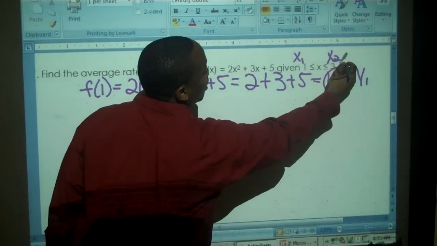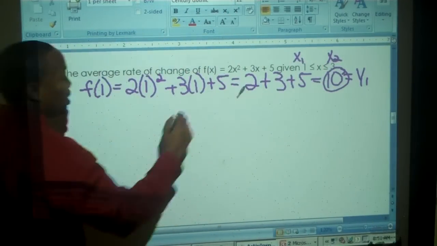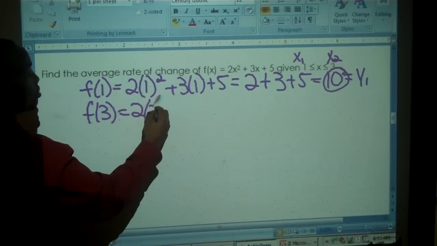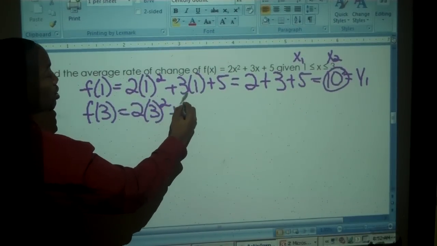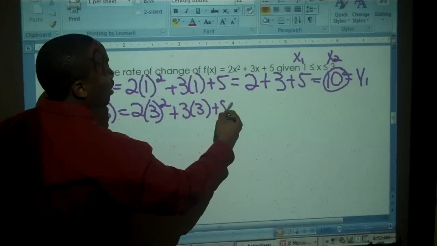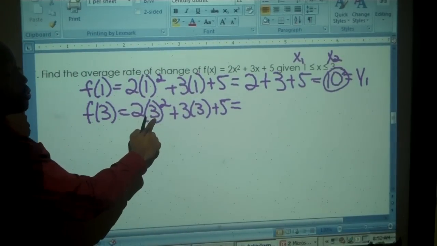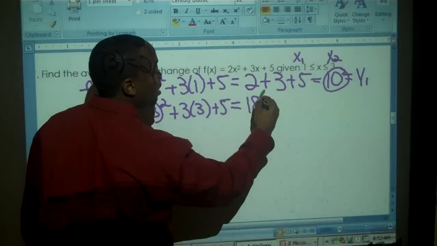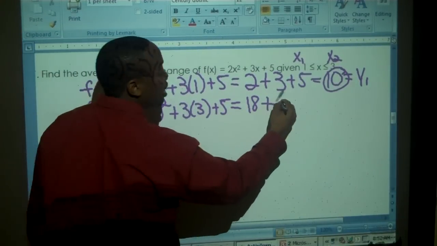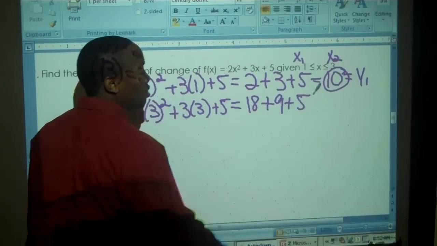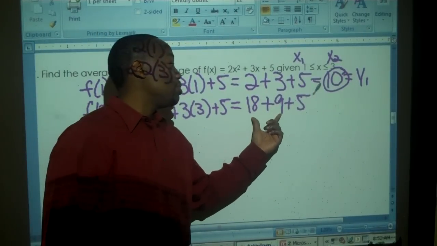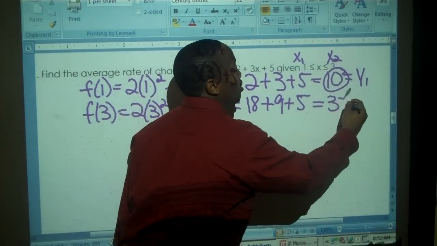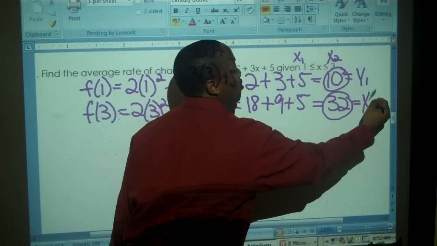I take my 3 right here and plug it into the equation. So f of 3 is going to equal 2 times 3 squared plus 3 times 3 plus 5. And this one simply, 3 squared will give me 9. 9 times 2 will give me 18. 3 times 3 gives me 9, plus 5. So we got 18 plus 9, which gives me 27. 27 plus 5 gives me 32. And that's going to be my y2.